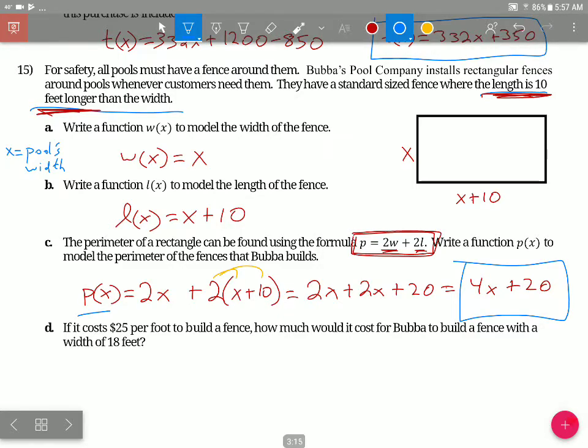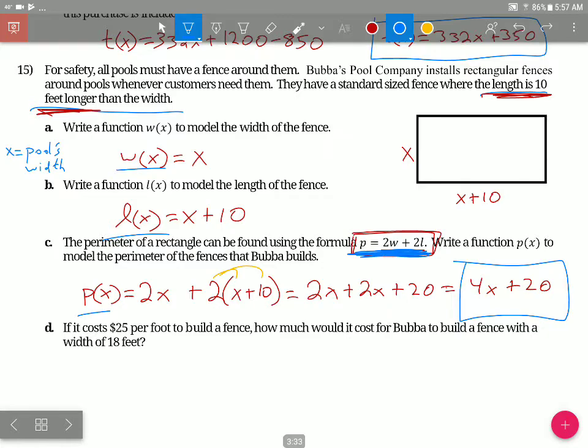Okay? So just like the last question, they want a quick model for one, a quick model for the other, and then they're going to combine them in some ways. And this time they gave us an equation for the perimeter, so we had to use those two equations we got to find the perimeter.